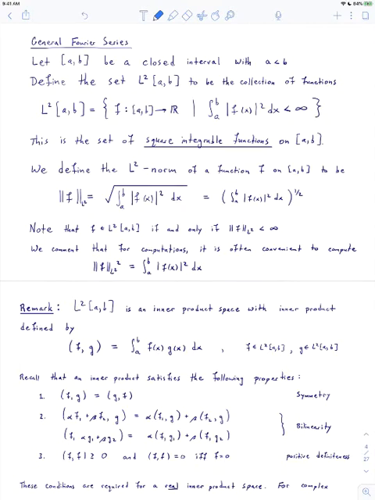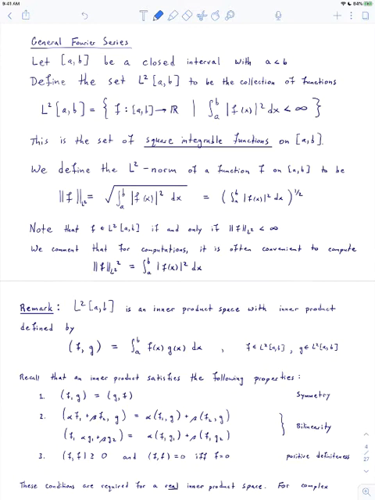We're going to define the set L superscript 2 of the interval ab to be the collection of functions which we call the L2 functions or the square integrable functions. These are the functions f from ab to R such that the integral from a to b of the absolute value of f at x squared dx is finite. So we're not saying that f can be integrated, we're saying that f squared can be integrated. This is the collection of what we call square integrable functions, or just the L2 functions.